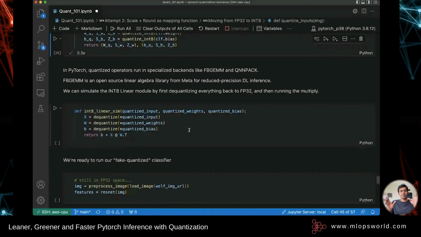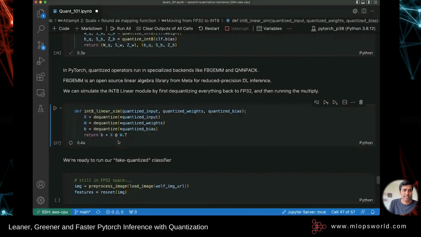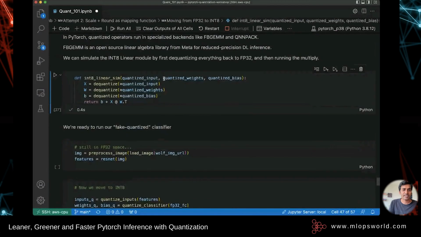And how we're going to be doing that is we have the quantized values. Everything is quantized right now. We have the input in 8 bits. We have the classifier in 8 bits. We're going to dequantize that, that is, bring them back to 32 bits, do the operation, and then return that value. And that's exactly what this function is doing. It takes in the quantized input, weights, and bias, dequantizes all of them, and does your add mul.